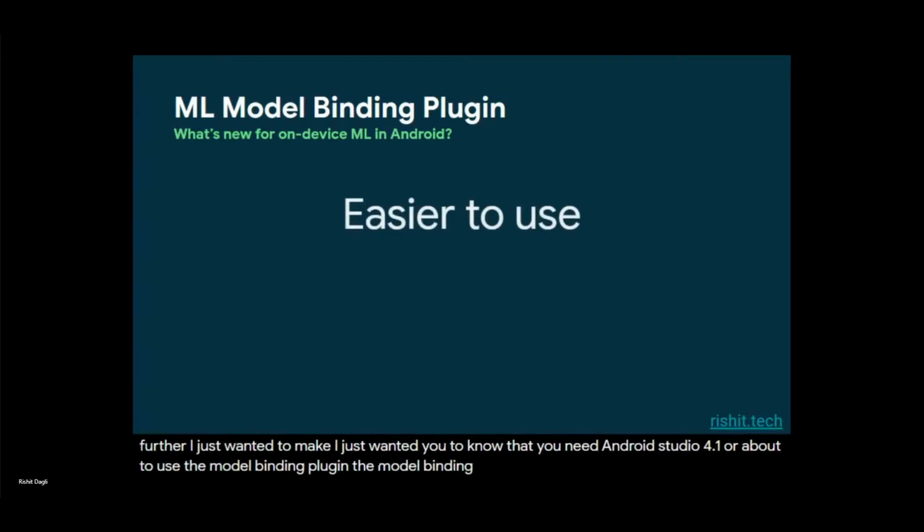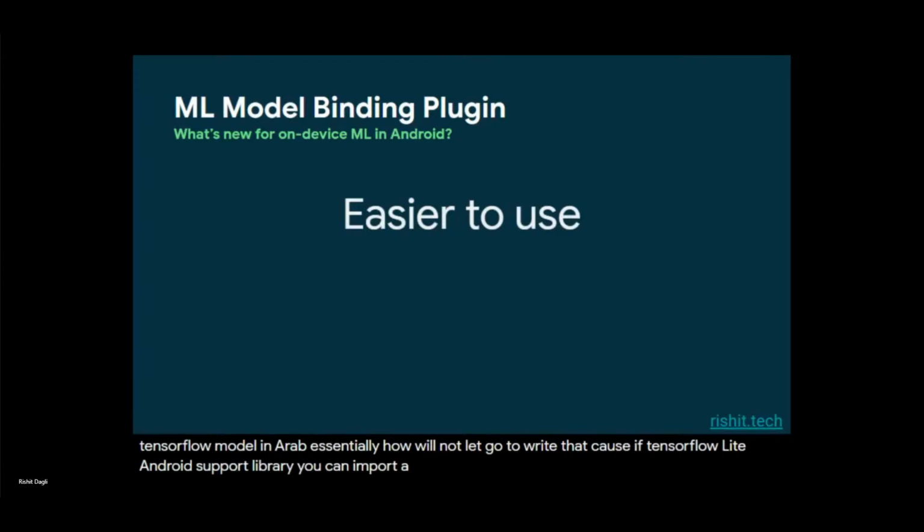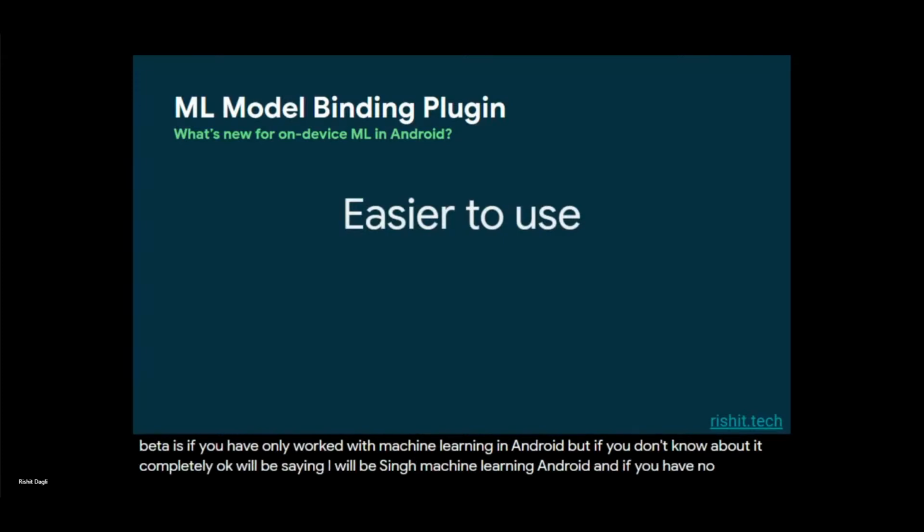The ML model binding plugin makes it super easy for you to use a TensorFlow model in your app. You essentially have a lot less code to write that calls the TensorFlow Lite Android support library. You can import a TF Lite model with this and read the input-output signature of the model, which is what kind of data it takes as an input and what it will give out as an output. We'll see how you can do all of this and use the TensorFlow Lite model with just a few lines of code. You also don't have to convert everything to byte arrays. You might know about byte arrays if you have earlier worked with machine learning in Android, but if you don't, it's completely okay. We'll be seeing machine learning in Android even if you have not experimented with it earlier.